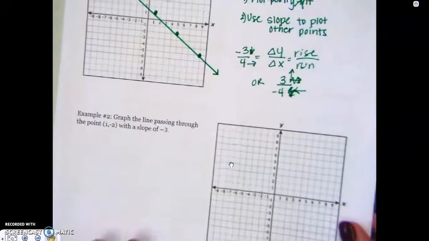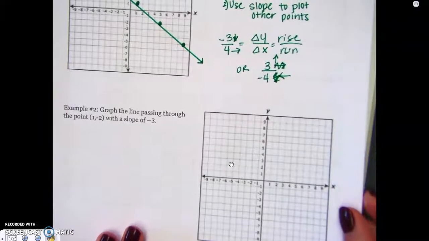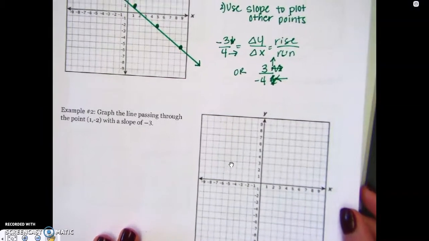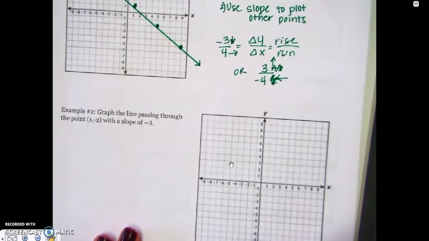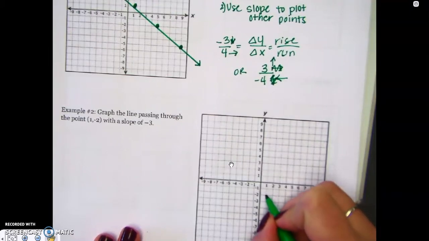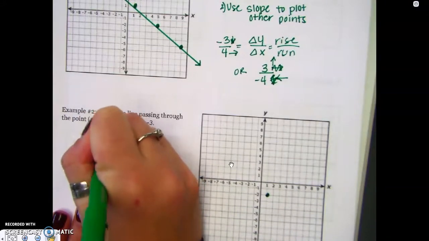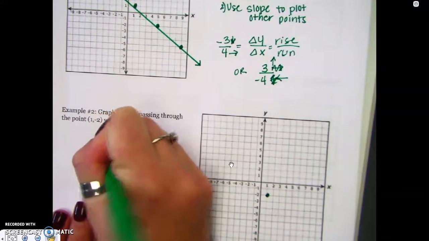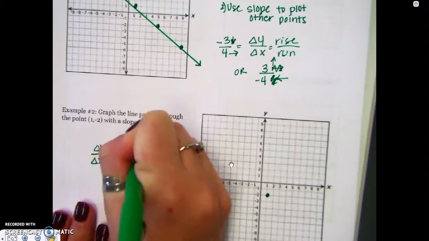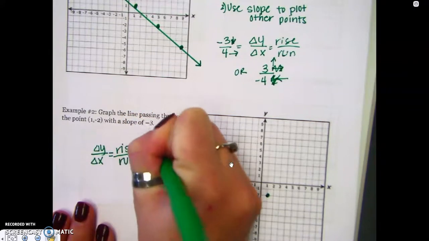Example number 2 is kind of the same thing. It says graph the line passing through the point 1, -2 with a slope of -3. So the first thing I'm going to do is plot the point 1, -2. And that is here. And then my slope, I know, is my change in y over change in x, or you could say your rise over your run. So that is equal to -3.